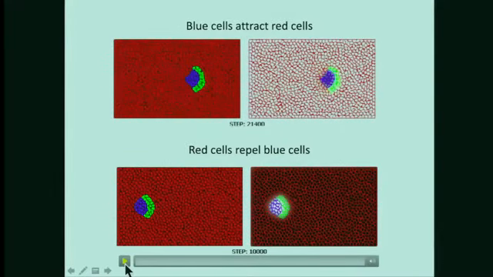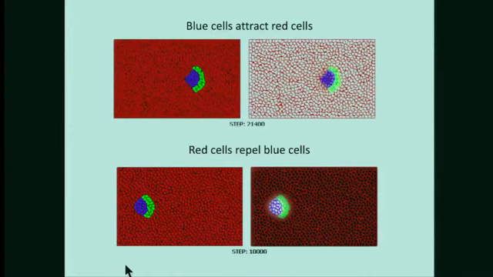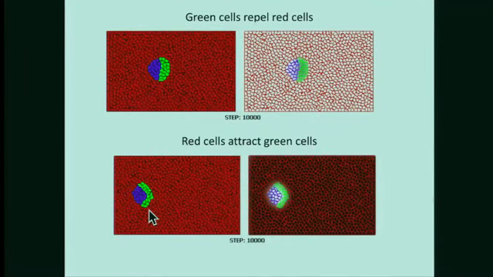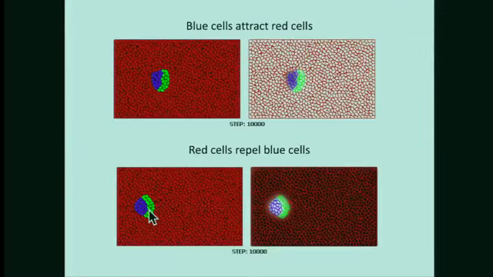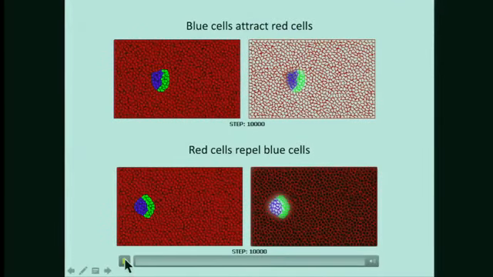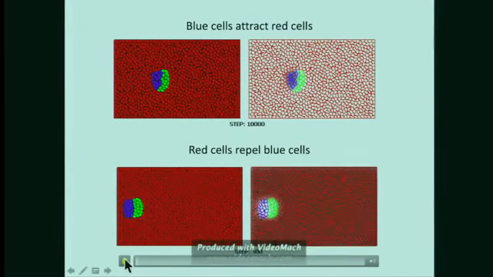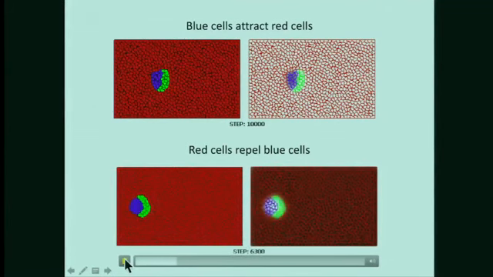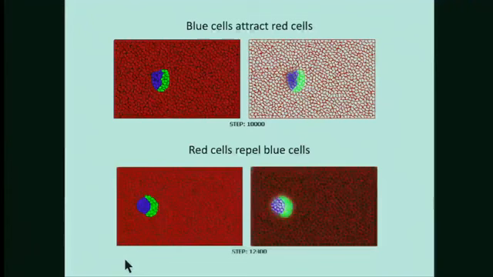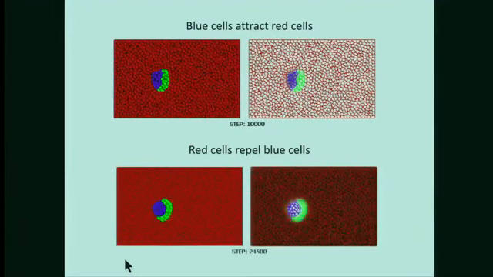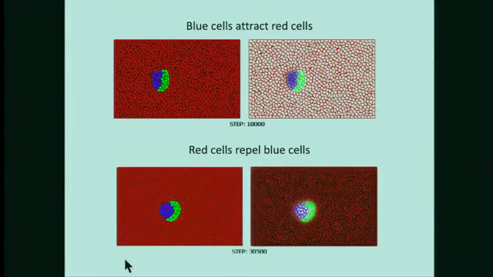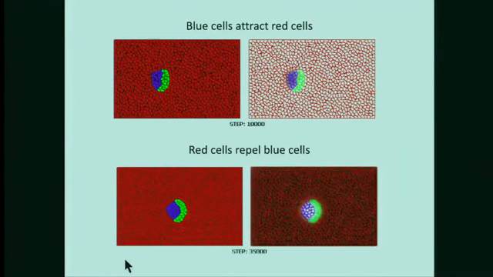And here, red cells repel blue cells. As I said, every chemotactic mechanism comes with its counterpart. What's it? So red cells repel blue cells, and this group of cells moves from the interface between red and blue cells.